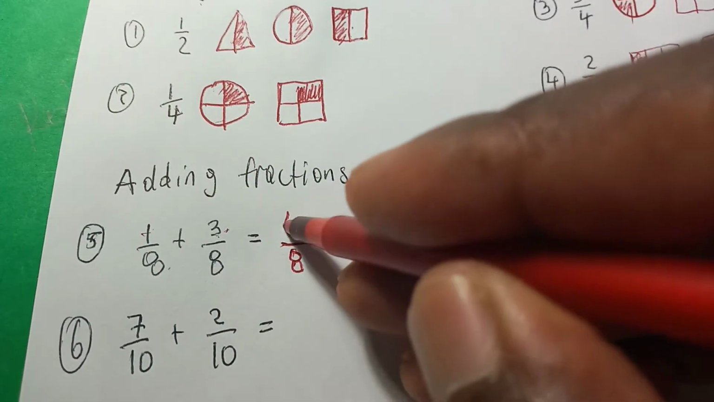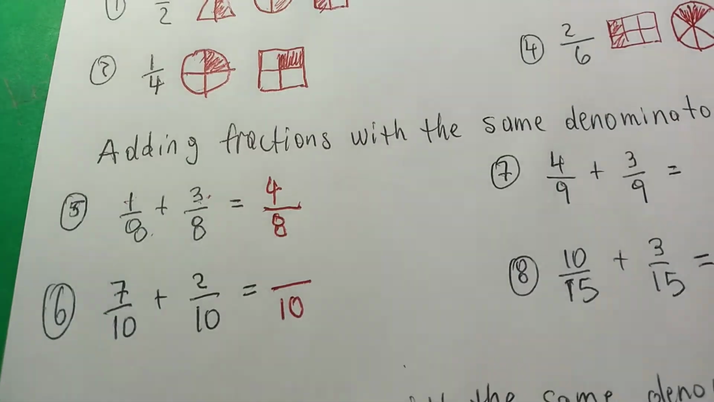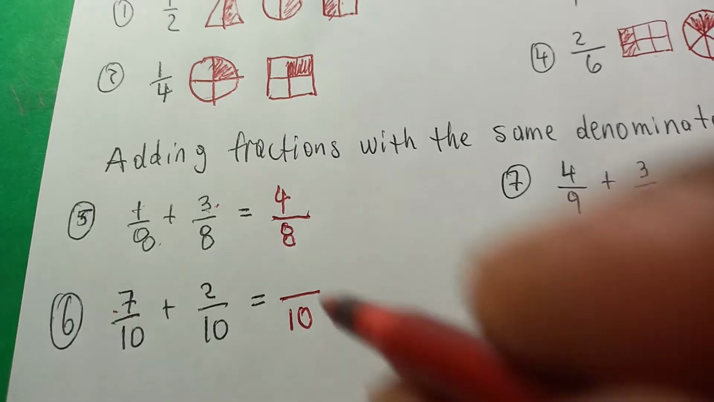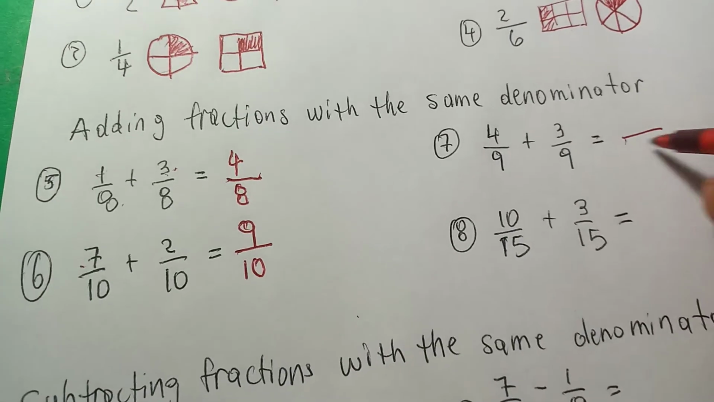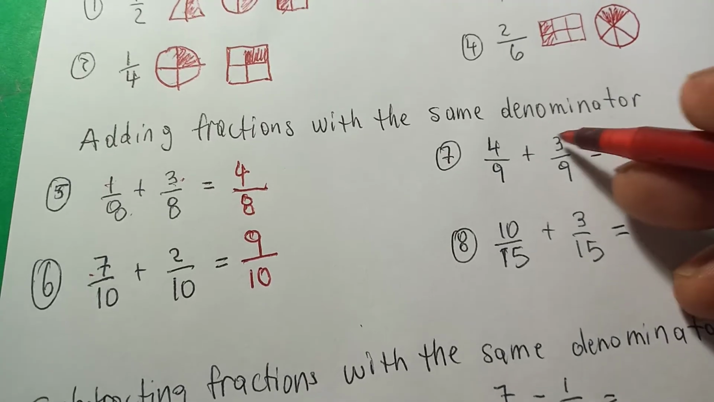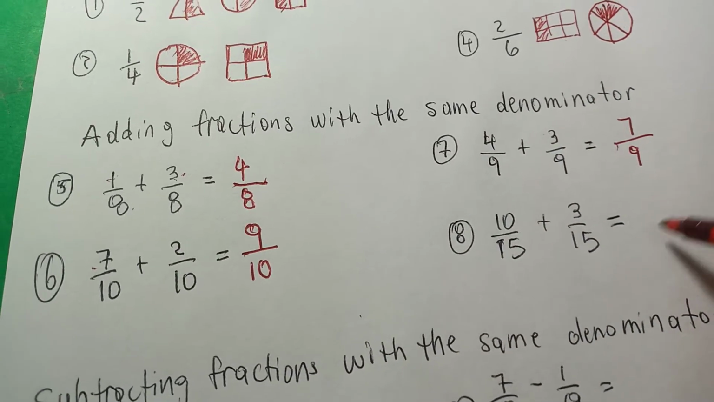3 plus 1 equals 4. Remember, you always put back the same denominator. You add the numerators. 7 and 2 give you 9. The same thing over here. Nothing has changed. It's 9 over there. Add the 2 numerators. You get 7 ninths.